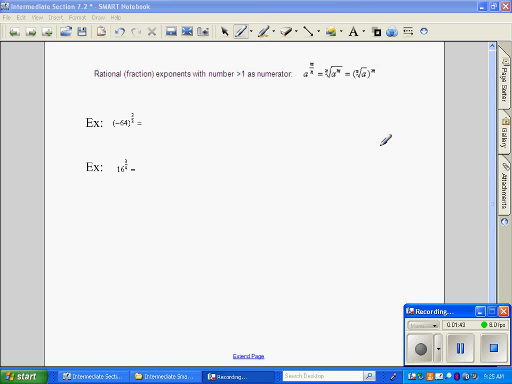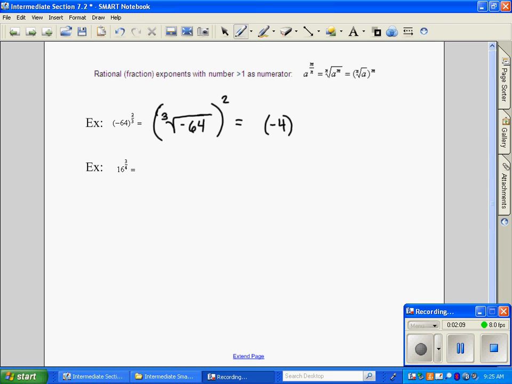First of all, I'm going to rewrite it under the radical. So negative 64, since it's in parentheses, it's all included under the radical. My denominator is 3, so that's my index, and then I'm going to square this whole thing. That's my numerator. So I'm going to work from the inside, and I'm going to do the cubed root of negative 64. That becomes negative 4. And then now I'm going to square that. So negative 4 squared is going to be 16.